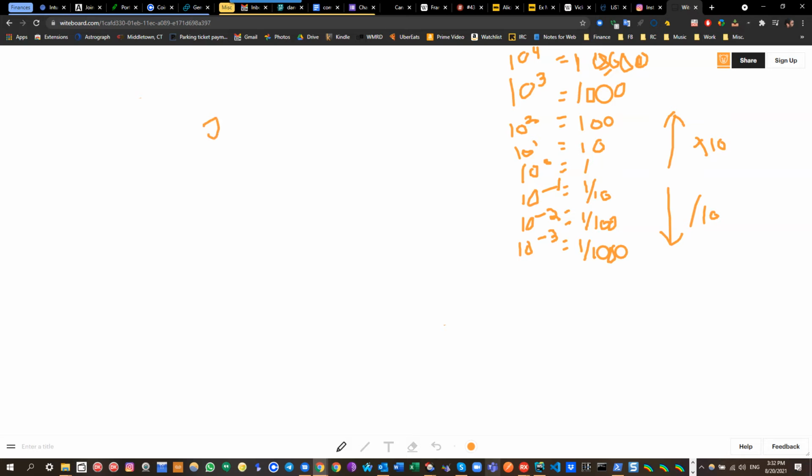So 20%, a percent is always a fraction, that number over 100. Like 57% is just 57 over 100. That's just what percent means. It means whatever the number is divided by 100. So 20% is 20 over 100.